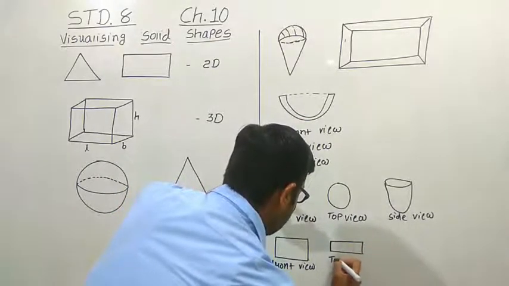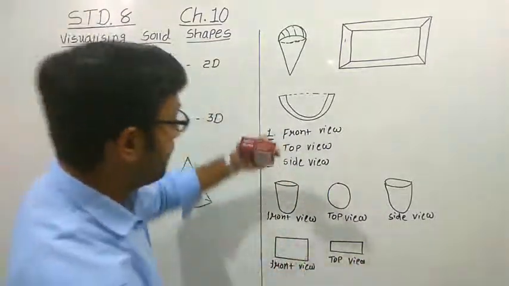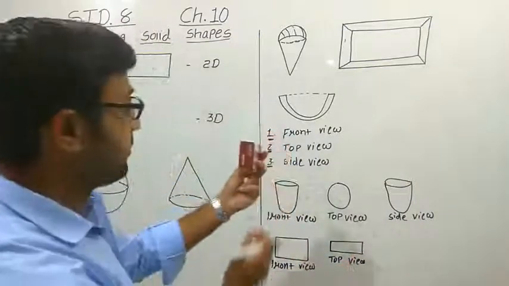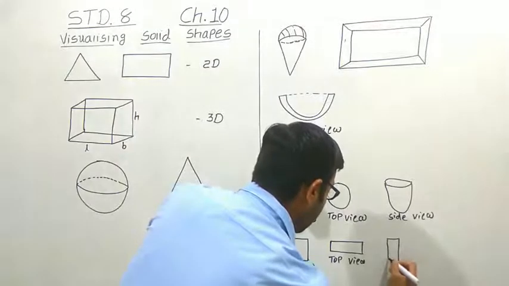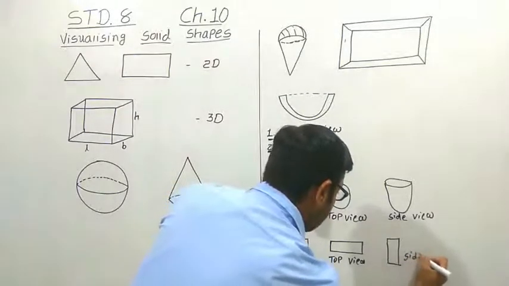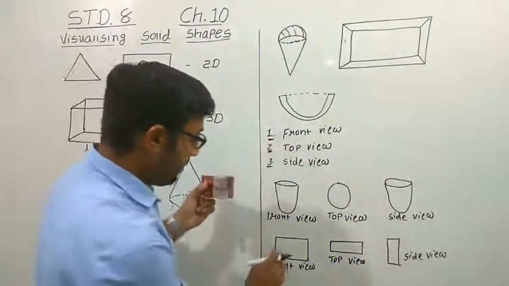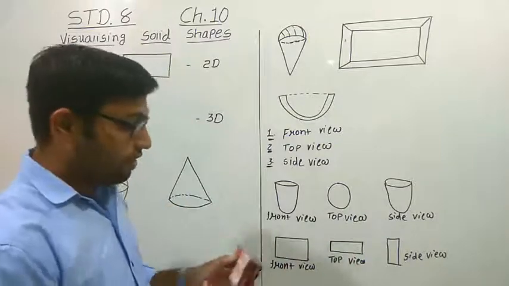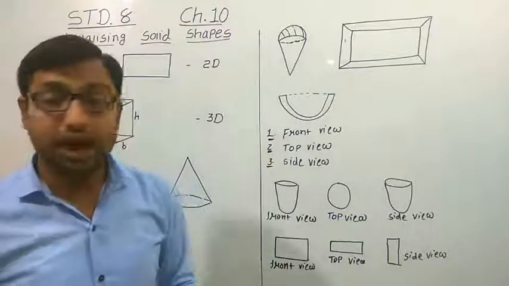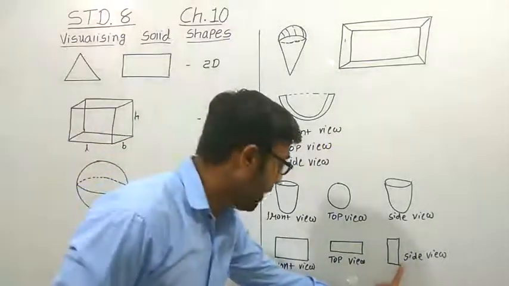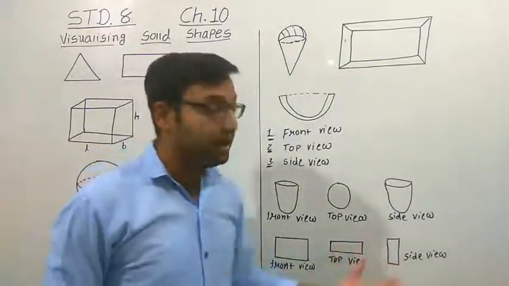This is the top view, right? The front view looks like this, the top view looks like this, and the side view, see, the side view looks like this. This is the side view. Okay, so these are the different shapes. See, from different perspectives, this one solid shape looks different ways. So you can also try many of the shapes that you have. You can check how they look from the front view, top view, and side view.